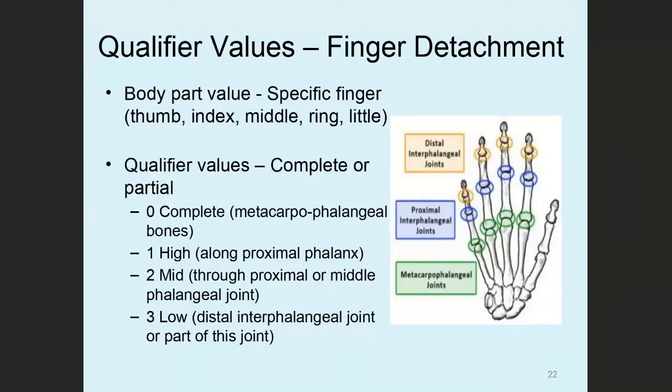That's for hand. For finger, it's a little different. The body part value is for specific finger. The qualifier value is complete or partial detachment. So you have complete, metacarpal phalangeal joints. That's here in green. You have mid, through the proximal or middle joints. You have low, the distal, like the tip of the finger.